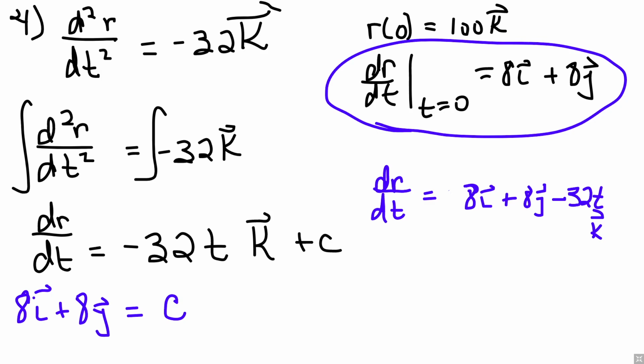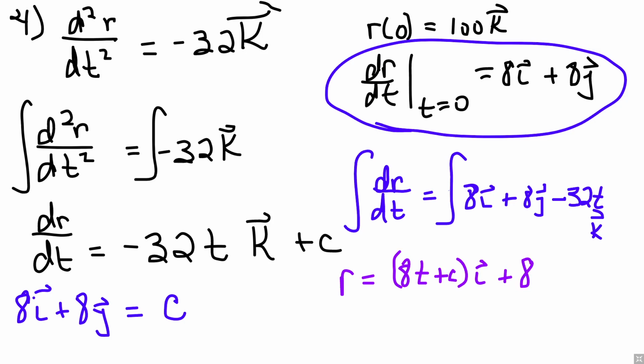Okay, so next, we're going to integrate again. When we integrate, the left side becomes r, and this is going to be equal to 8t plus c in the i direction plus 8t plus c in the j direction, then minus 16t squared plus c in the k direction.